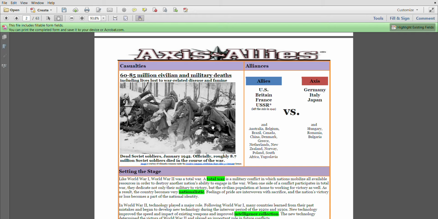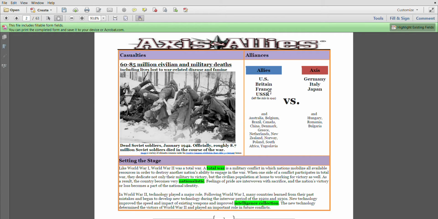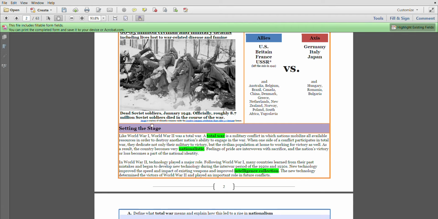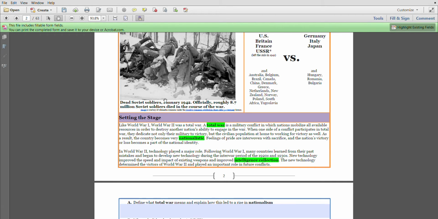60 to 85 million civilian and military deaths during World War II, and these were including lives lost to war-related disease and famine, as well as the Holocaust. All right, this shows, unfortunately, dead Soviet soldiers who were fighting in the wintertime against the Germans.